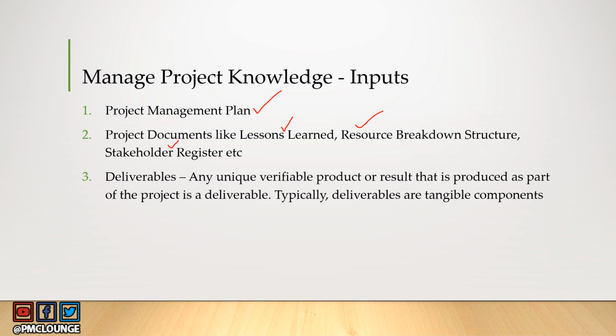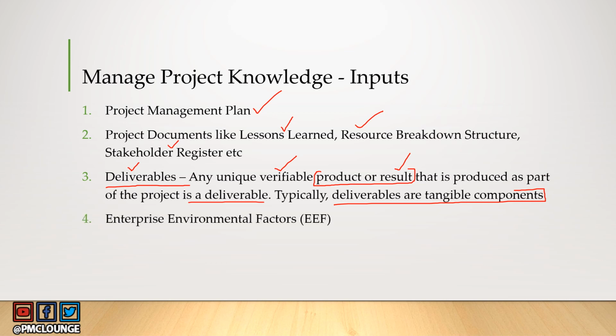Deliverables. Now, a deliverable is basically any unique, verifiable product or result. It can be a product or it can be a result that is produced as part of the project. It is a deliverable. Typically, deliverables are tangible components of the project, right? So this is a concept. Deliverable is something that you will hear too often from project managers, so it's good to know what a deliverable actually is.